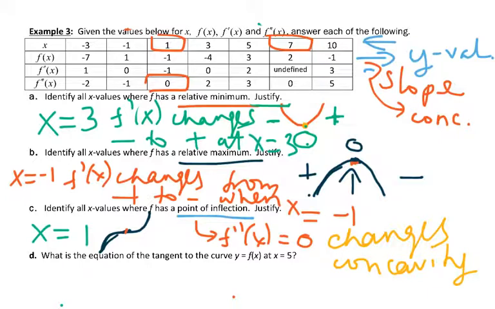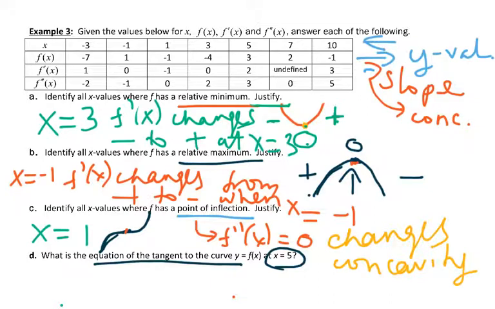So the last one is asking for the equation of the tangent line. So let's review. The equation of the tangent line is a straight line, and we can use point-slope or slope-intercept. Most of the time in calculus, we can use point-slope, right? So the equation of the tangent line when x is 5.